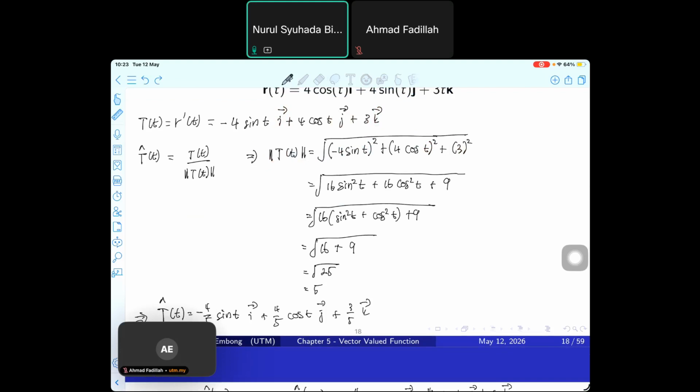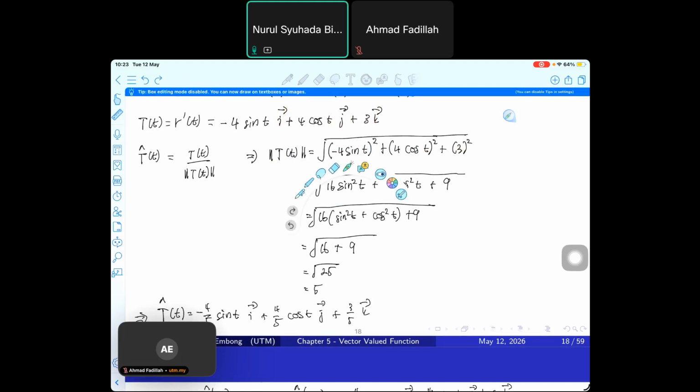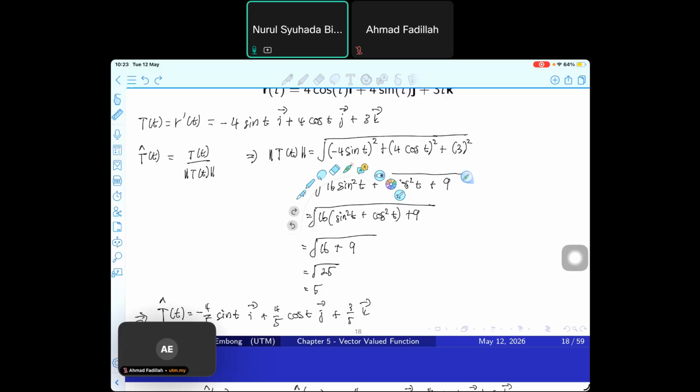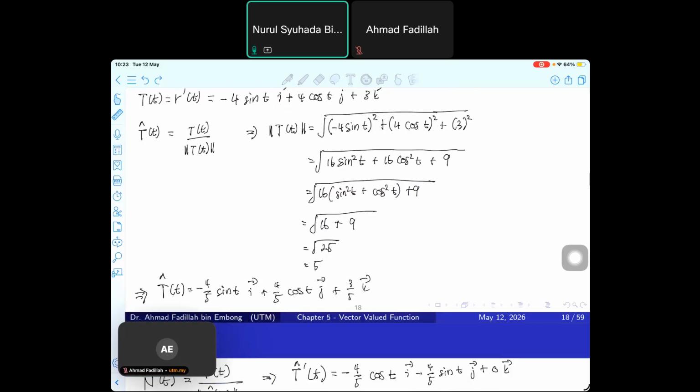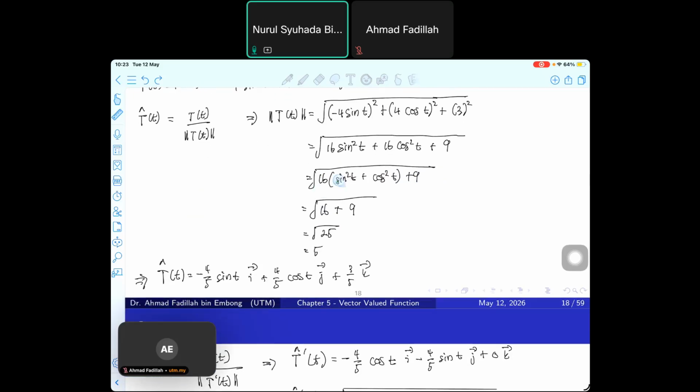Okay, so compute this one as usual. You know what to do from here, and after some simplification, this 4, take its square, becomes 16 sine square t, 16 cos square t plus 9, and take out 16. So we are left inside the bracket with sine square t plus cos square t, which is equivalent to 1. And we have 16 multiplied by 1 plus 9, which is equal to square root of 25, which is equal to 5.